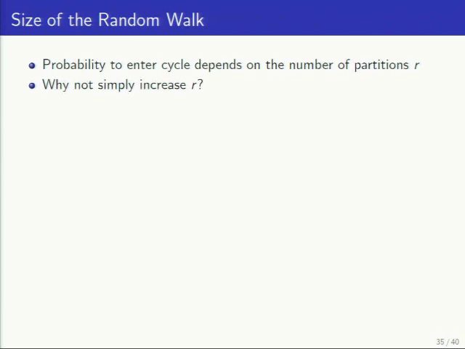So we saw that all these probabilities strongly depend on R. So you could say, why are we not simply increasing this R to some high value? Things become really, really unlikely, and problem solved. In theory, yes, that's completely true. In practice, it's not that simple.